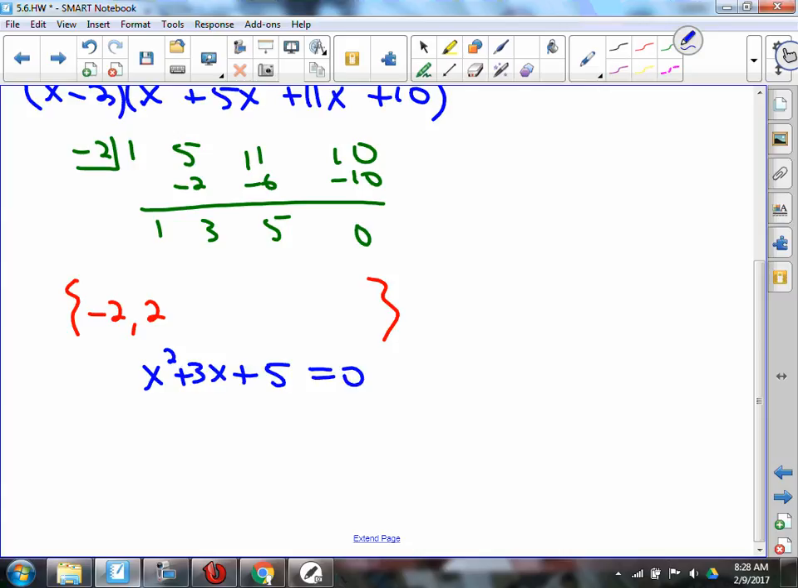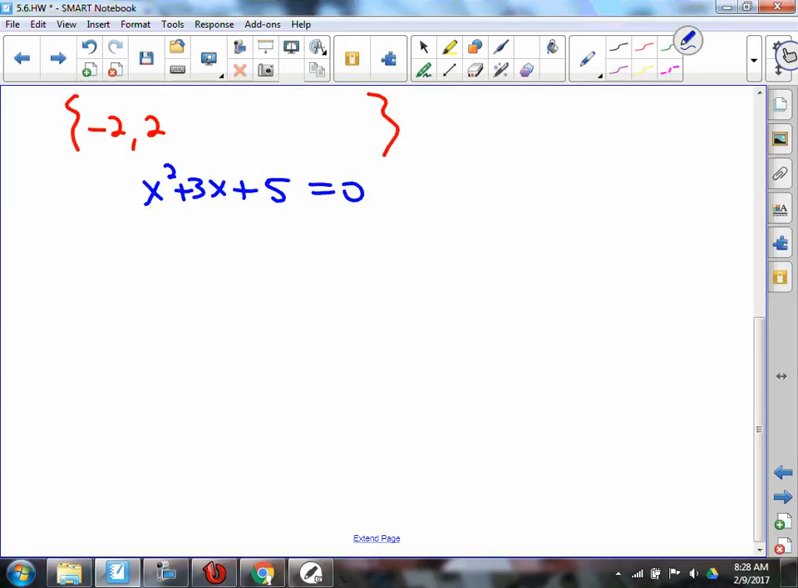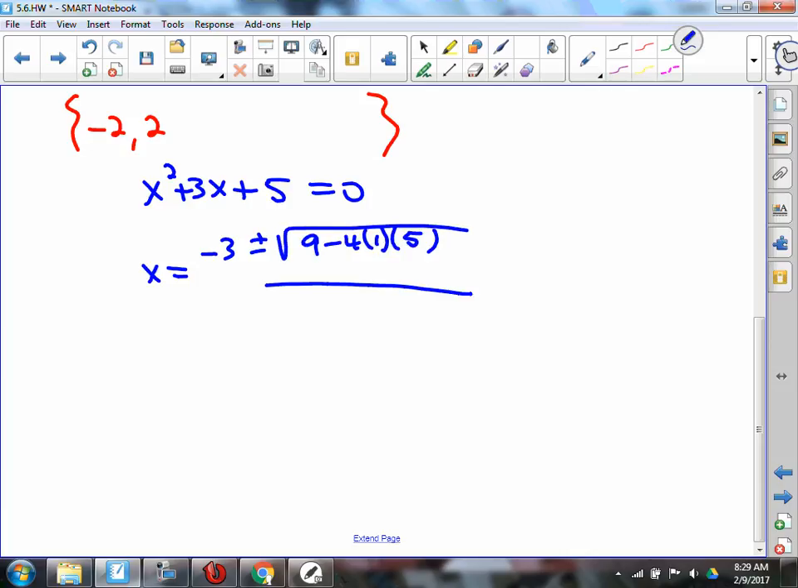So from this point on, you're going to have to handle that quadratic. We did this in chapter 4. x equals the opposite of b, plus or minus the square root of b squared minus 4ac all over 2a. So that's negative 3 plus or minus the square root of negative 11 over 2. So the other roots are negative 3 plus or minus i root 11 over 2.